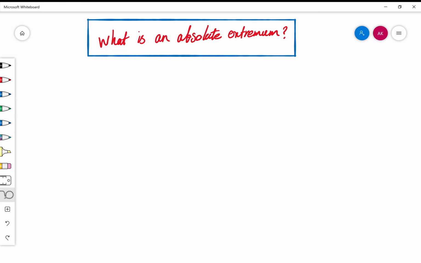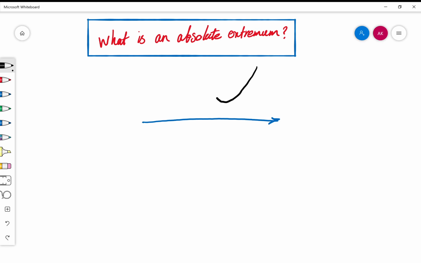Hi, in this video I will tell you what is an absolute extremum, absolute max or min, of a function. We have studied relative max, min, relative extremum of a function. Now this is absolute. Let me start with one graph to show the difference or maybe the relation.